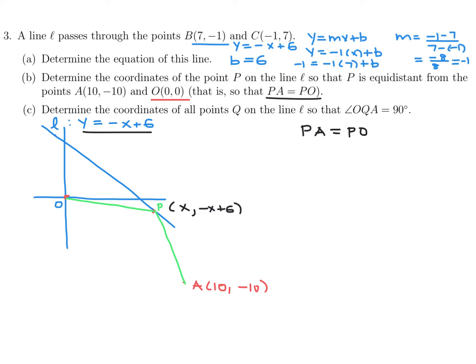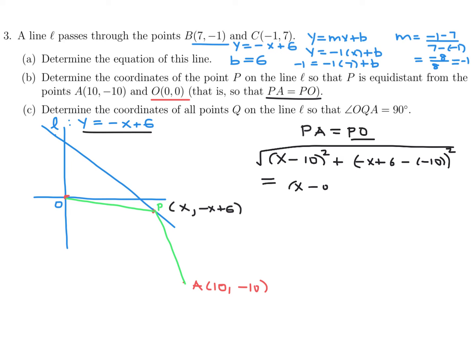So we're going to use the distance formula. P to A would be the square root of (x minus 10) all squared plus (y, which in this case is minus x plus 6, minus 10) all squared. That's PA, and we want that equal to PO. PO is simply the square root of (x minus 0) squared plus (minus x plus 6 minus 0) all squared. Okay, that's all there is there.